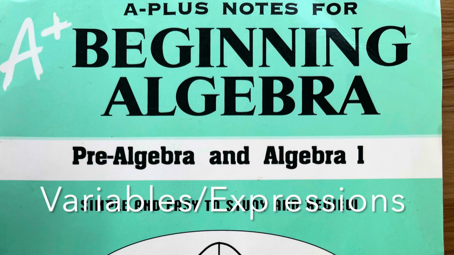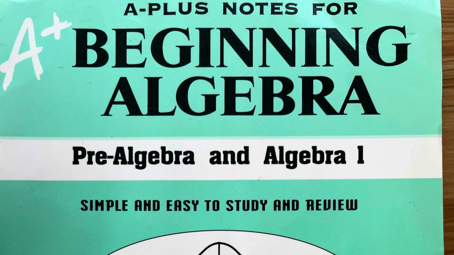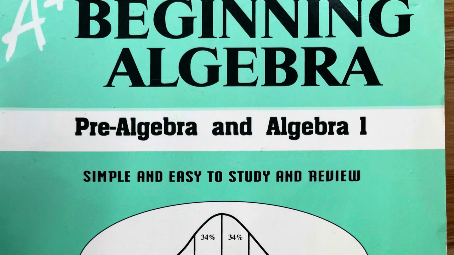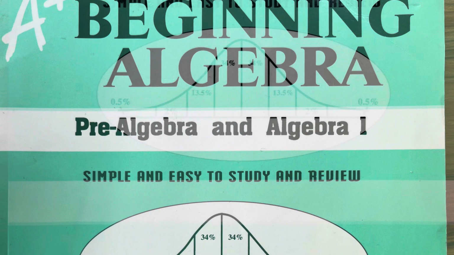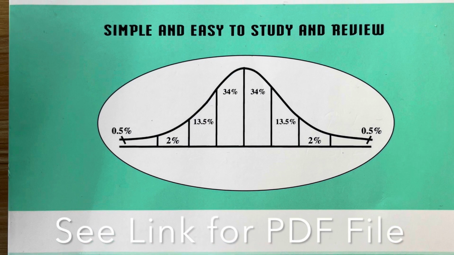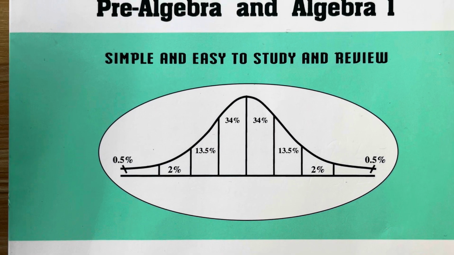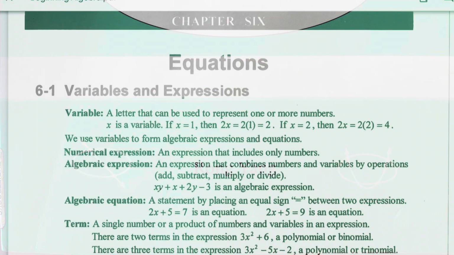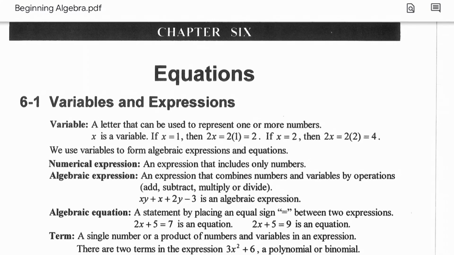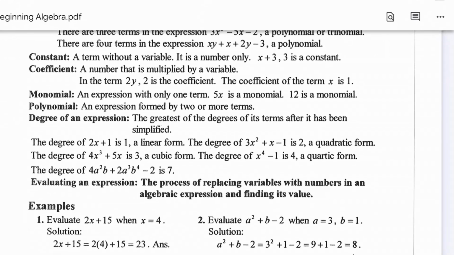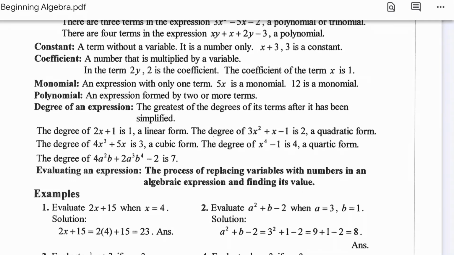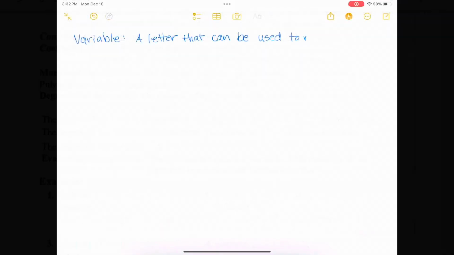We look at algebraic equations, variables, and expressions from pages 101 and 102 of the Beginning Algebra book. Please see the link in the description box below this video for the PDF file, which you may use to print out a hard copy for yourself. Before we begin to do algebra, we need to learn some definitions and glossary words. So we will get started with that right now.